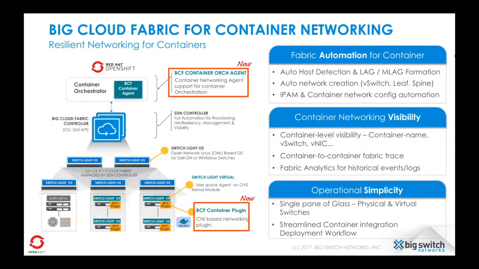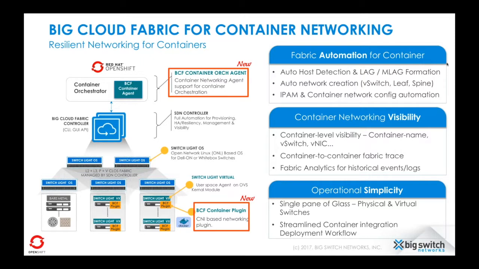So this is the Big Cloud Fabric solution with Red Hat OpenShift. This solution is a unified fabric of physical and virtual switches. Now, the physical network is a leaf-spine clos fabric of open networking switches, and it's managed by a central SDN-based BCF controller, Big Cloud Fabric controller, which extends the management also to the virtual switches. And you see that the virtual switches are noted as Switch Light VX, and they are running on the host.